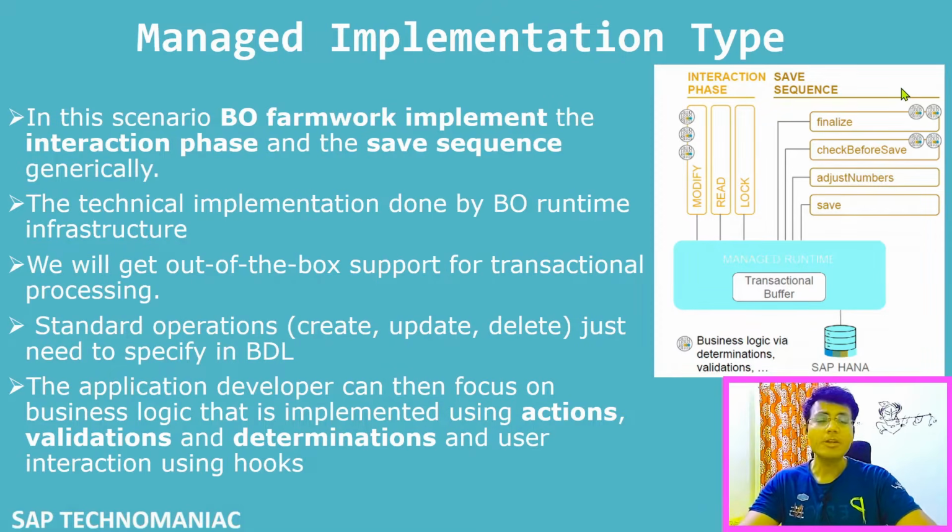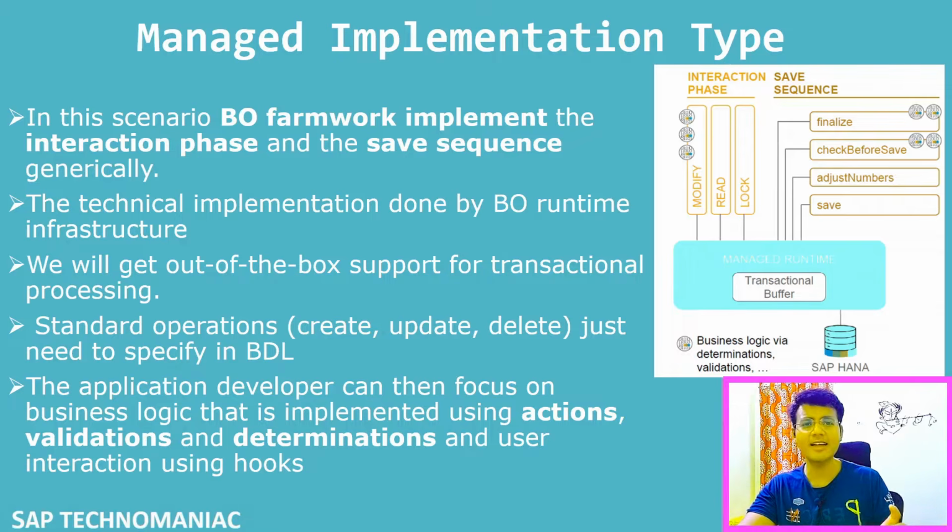Again, when we talk about the managed implementation, the runtime implementation we discussed, like the transactional buffering, or the interaction phase and save sequence, is implemented by the framework. You don't need to write anything for this. You just have to define in the BDL, the behavior definition language, what you want to do. And that will be done by the genie called the business object framework. That will do everything for you.